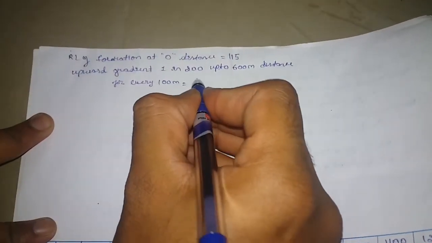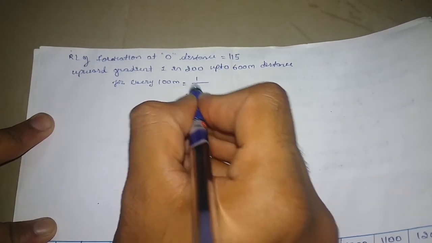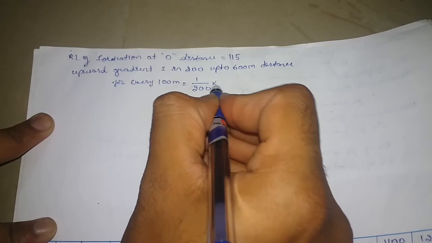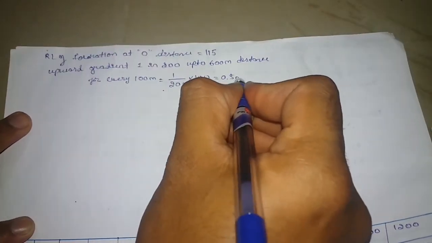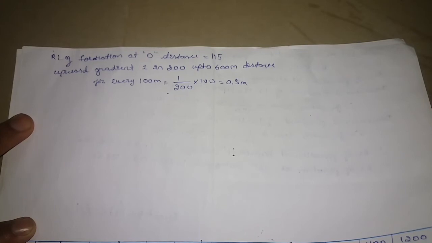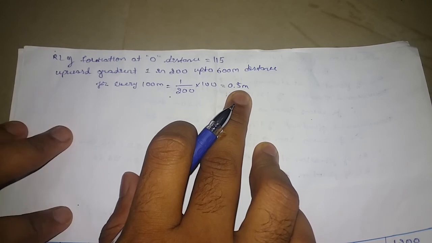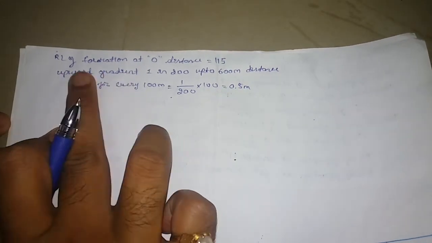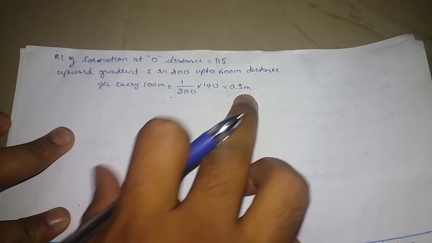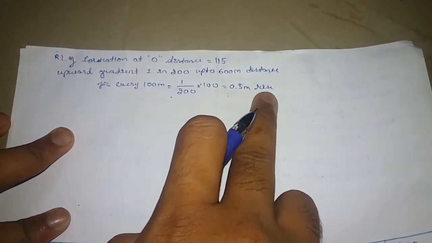So how will you calculate for every 100 meters? The same thing we did in the last problem, the last video. 1 by 200, this is the upward gradient, into 100. If I calculate, you will get 0.5 meter. Now, is this 0.5 meter a rise or a fall or a drop? Here we have seen that it is an upward gradient. So due to the upward gradient it becomes a rise. The 0.5 meter will be your rise.